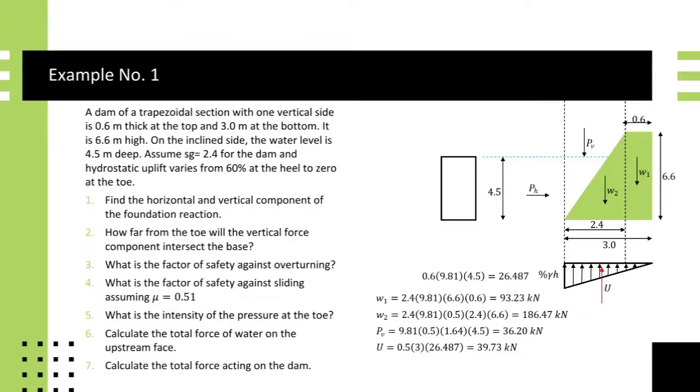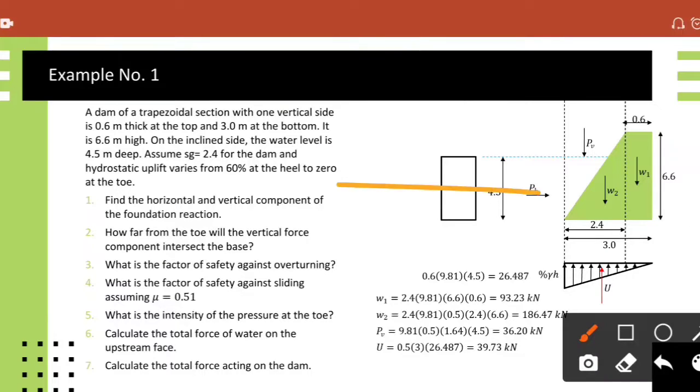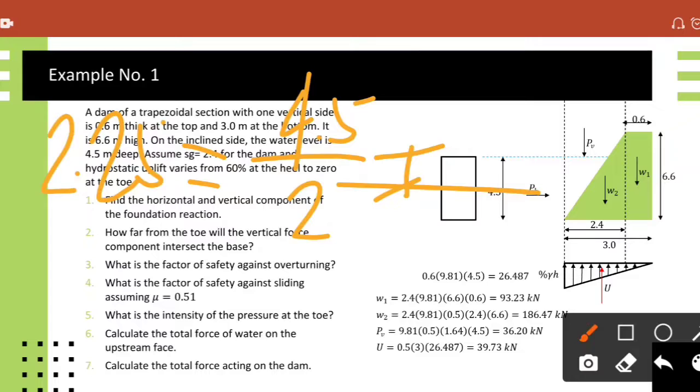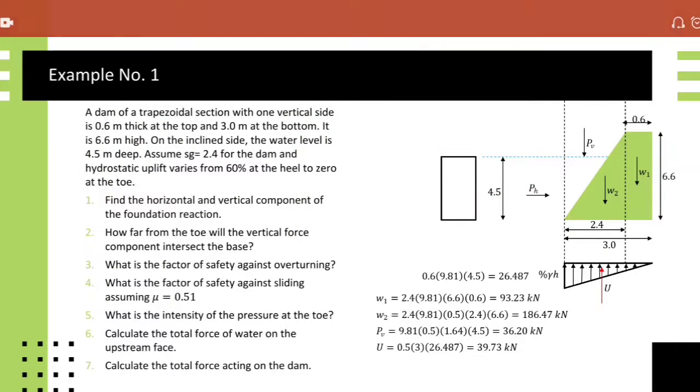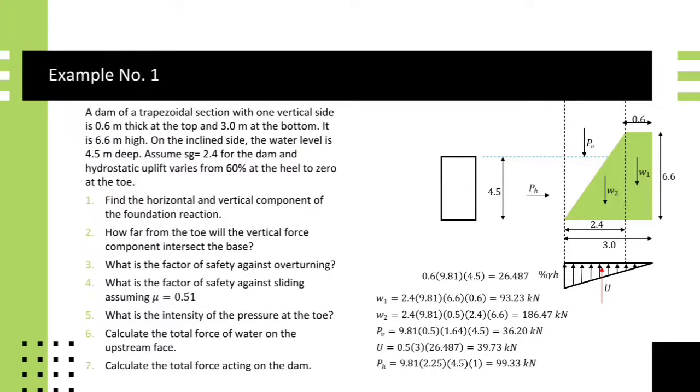And lastly, yung pH natin, which is the horizontal force. pH is equal to gamma H bar A. So, ano yung H bar natin dito? Kalahati nitong rectangle na to, so 4.5 over 2, which will be equal to 2.25. Solve natin ang pH. pH is equal to gamma, which is 9.81, times 2.25 H bar, and then yung ating area, which is 4.5, the projected area, times considering 1 meter strip, times 1, is equal to 99.33 kilonewtons.